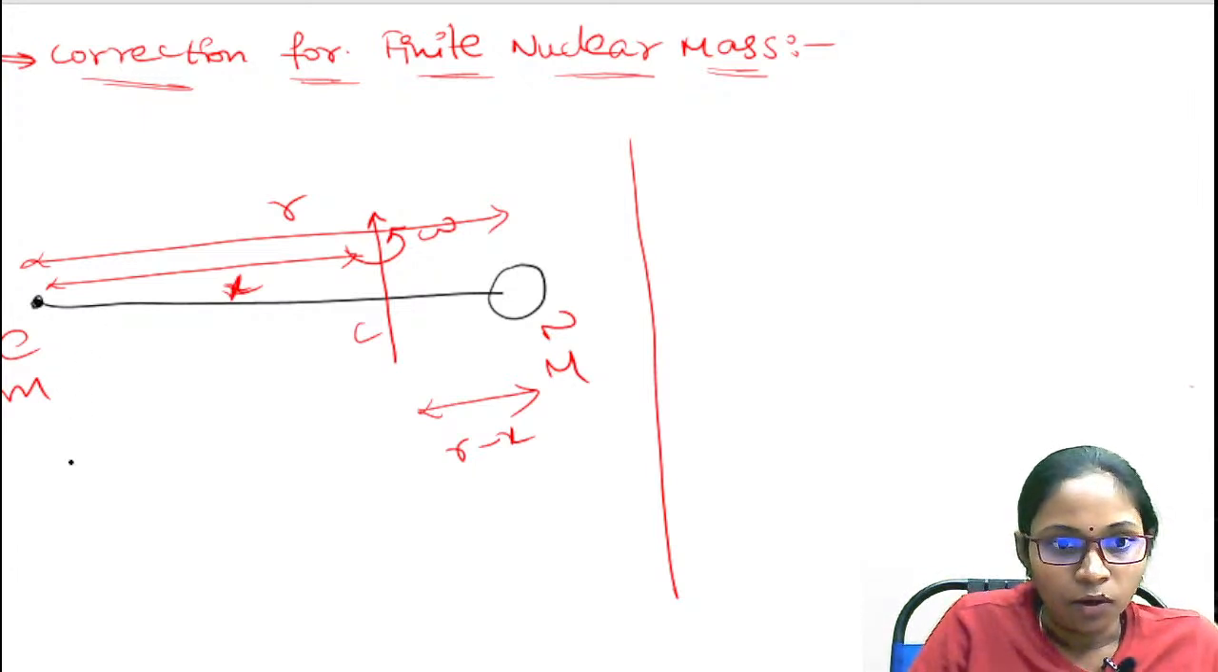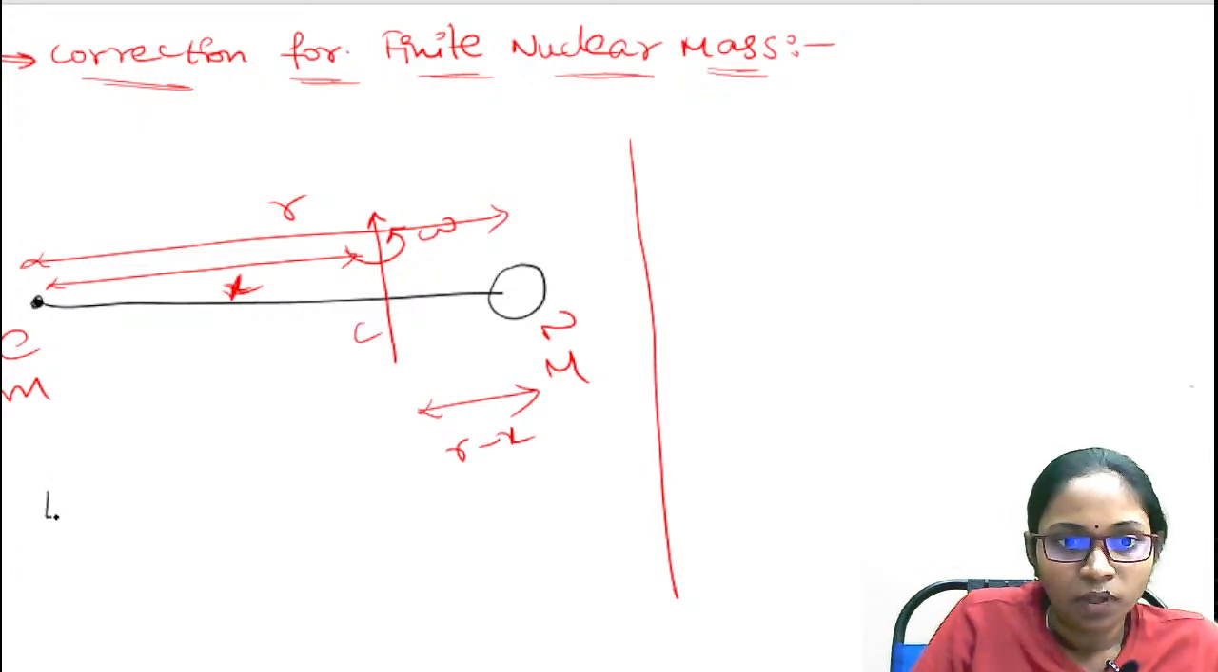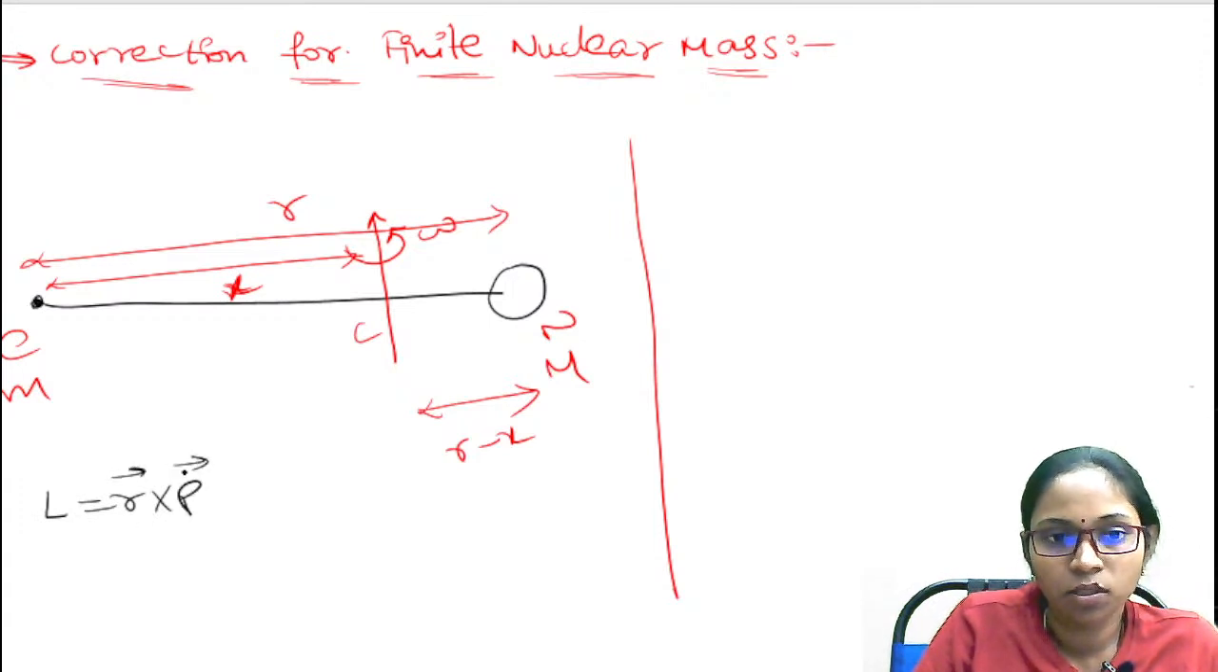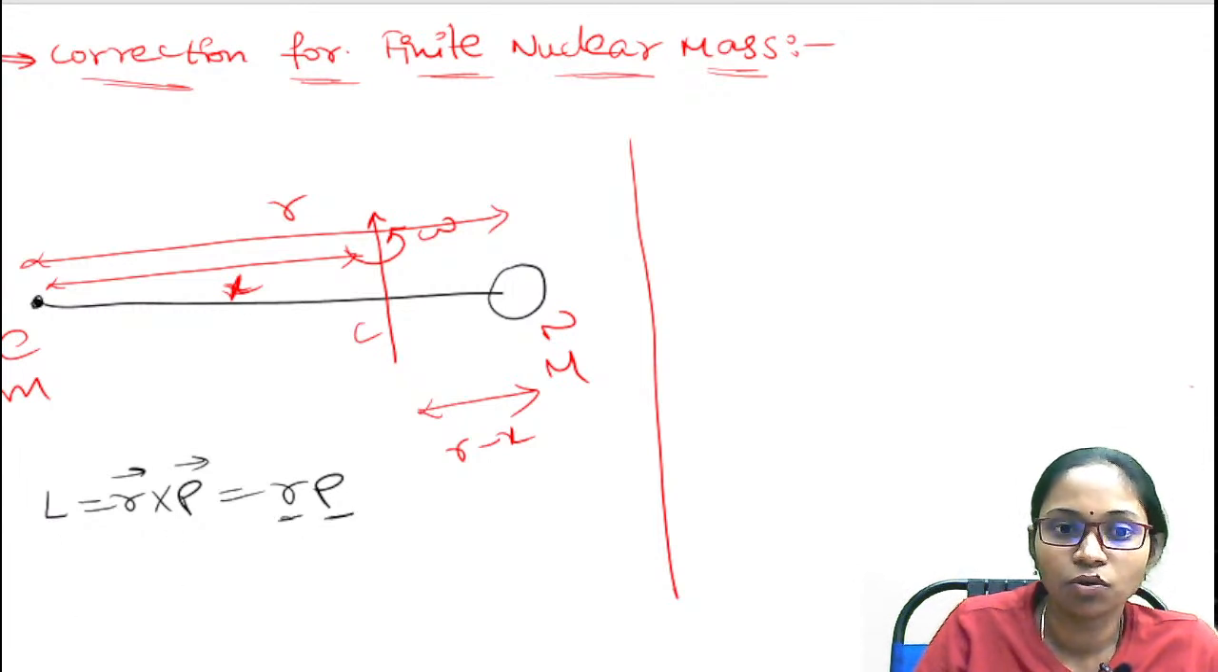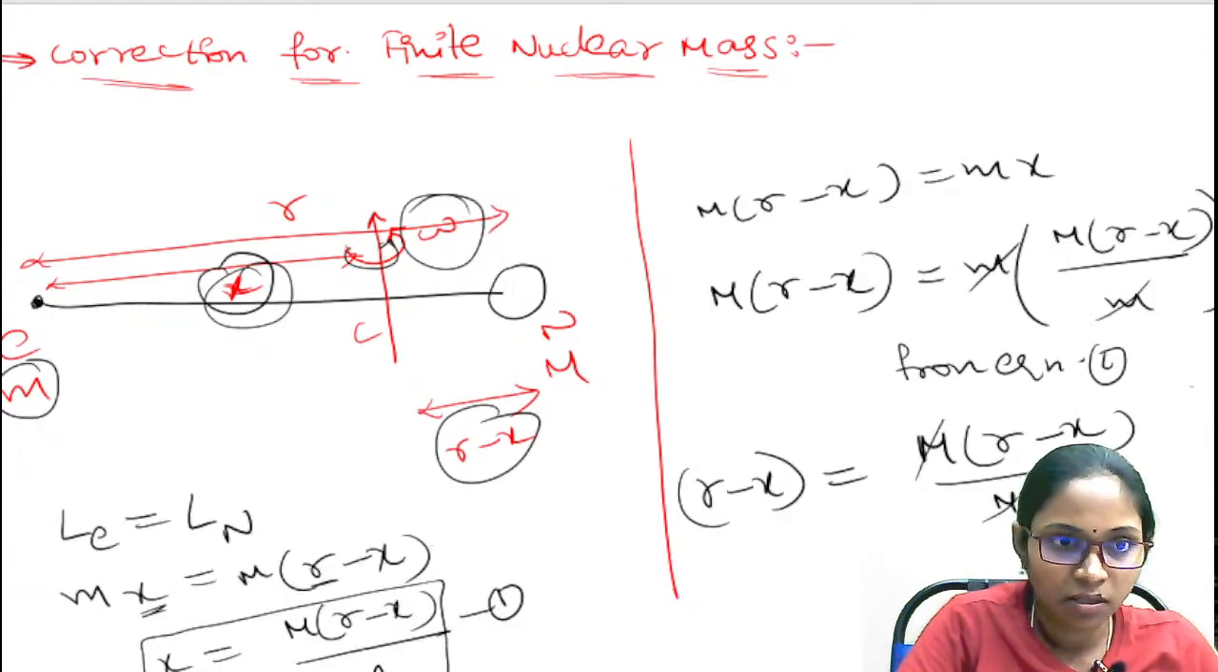Now what is the angular momentum? L is equal to r cross momentum, that is position vector into momentum, which is equal to r p sine theta. As theta is equal to 90 degrees, we are left with rp. I had solved this equation in our last class only.